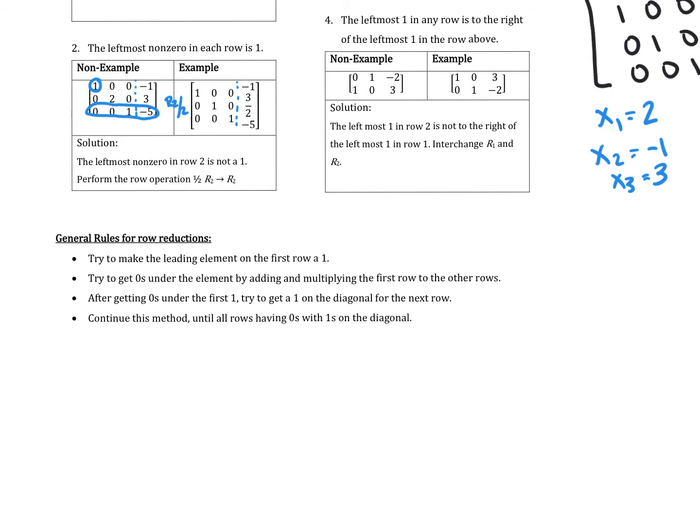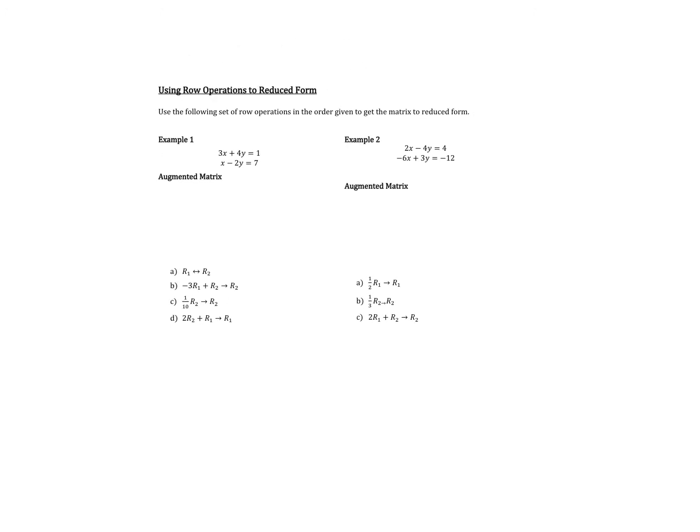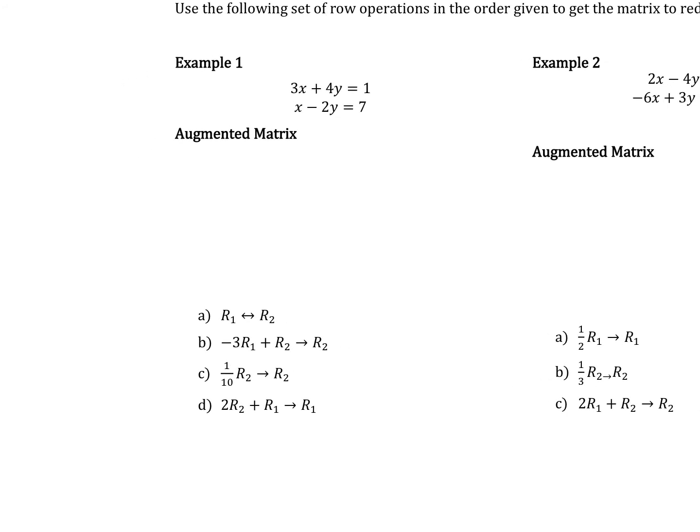So let's look at an example. This says, use the following row operators in order to get the matrix to reduced form. So what we're going to do is augment this matrix first. So this matrix augmented looks like this. Remember, we do our coefficients, so that's 3, 4, 1. And then we have 1, -2, 7.